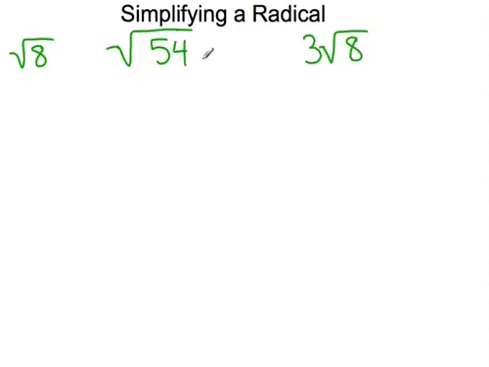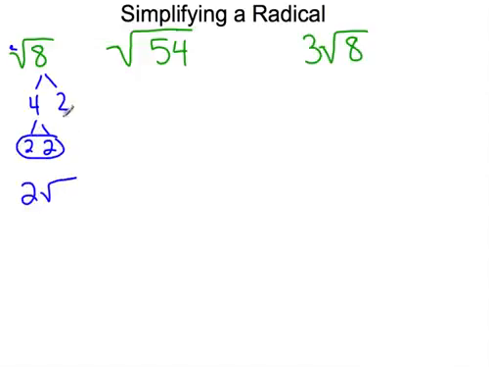A lot of people ask me questions about how to simplify a radical, and the method that I like to use is the factor tree method. What that does is it takes your number and breaks it down into prime factors. So 8 breaks into 4 and 2, and 4 breaks down into 2 and 2. What I look for, because it's a square root, is pairs. Here's a pair of 2's, so I can take that on the outside.